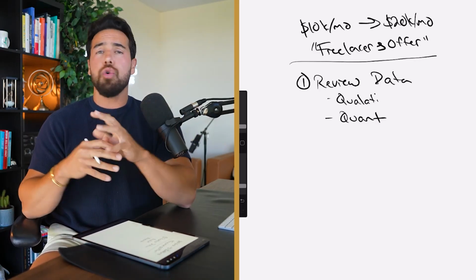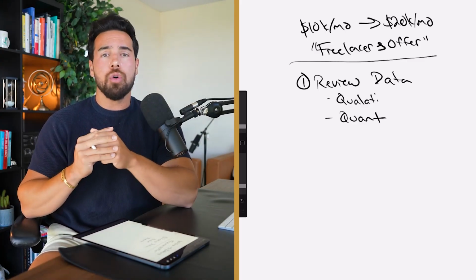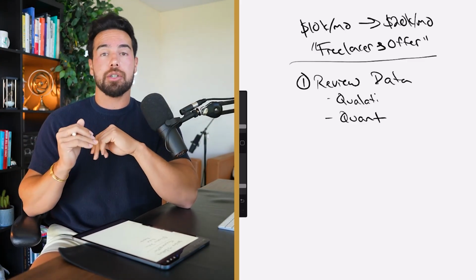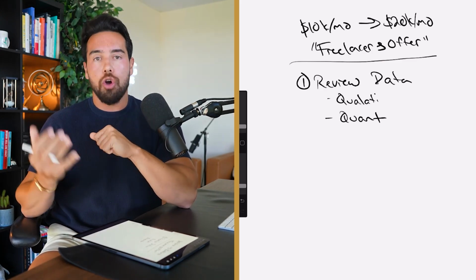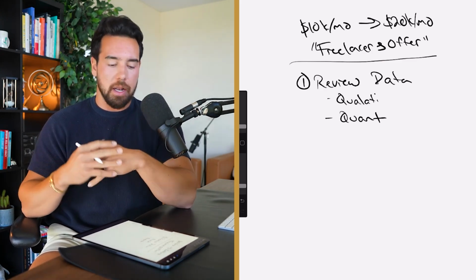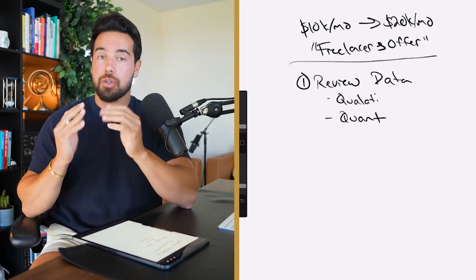client feedback. Who do you enjoy working with? Who, whenever you see they come on a booked call, you know that you're going to close the deal. Who is it whenever you enroll them as a client, you know you're going to deliver them results. That's kind of qualitative data. Quantitative data is going to be the actual hard number.